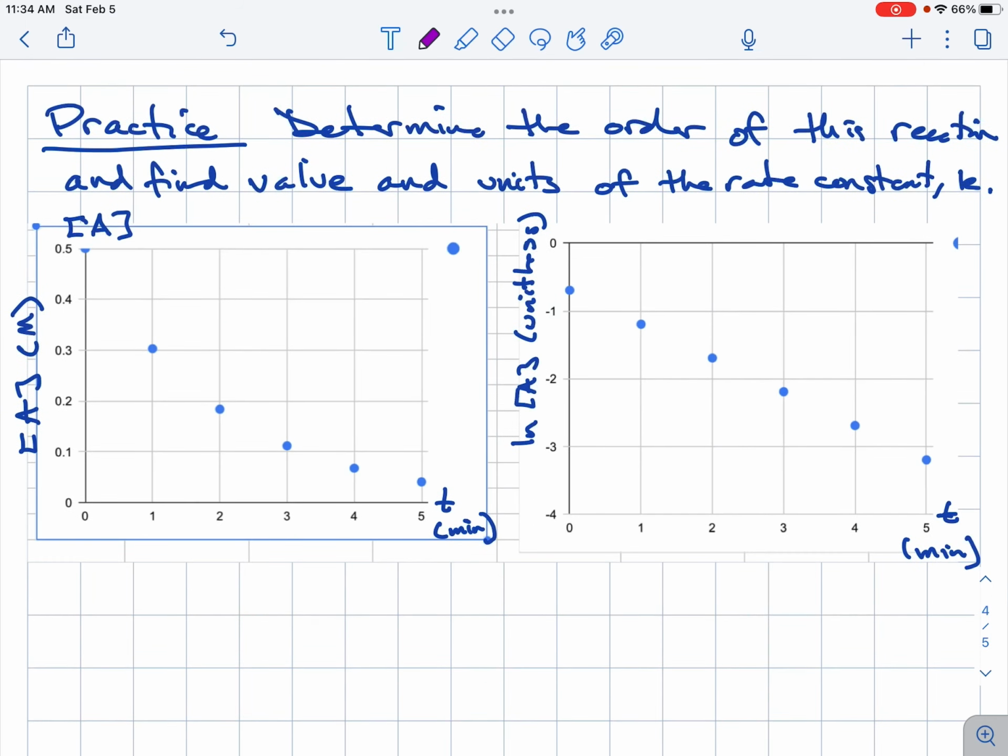I'm going to give you a practice problem because the only way to do this is to kind of slog through it. So I've written up a practice problem here. I want you to determine the order of this reaction. I've already made 2 of the graphs for you. One of them is the one you need.